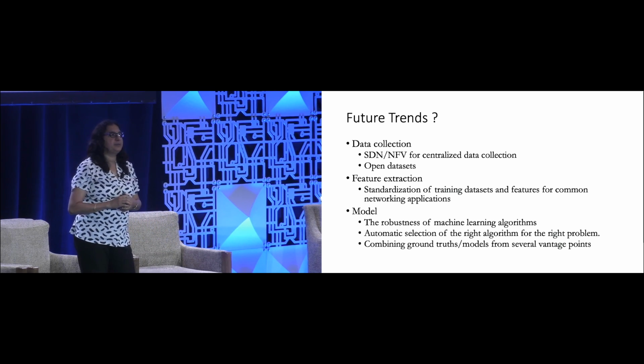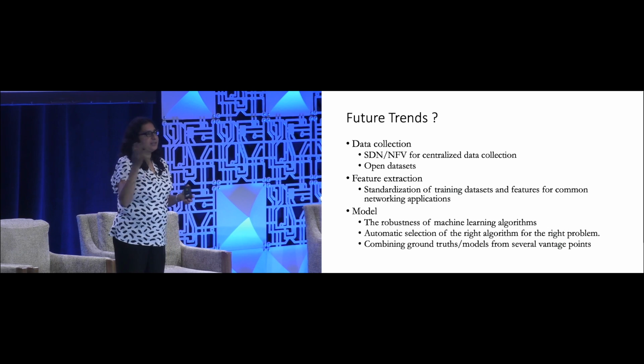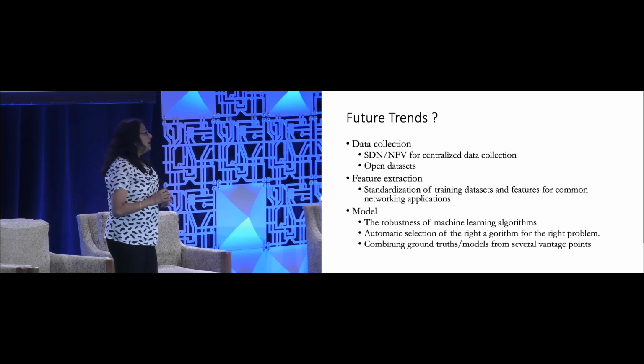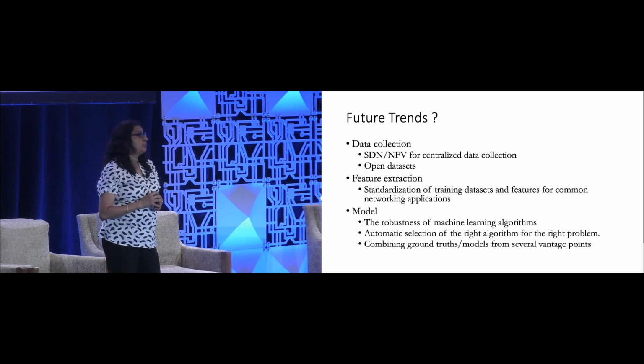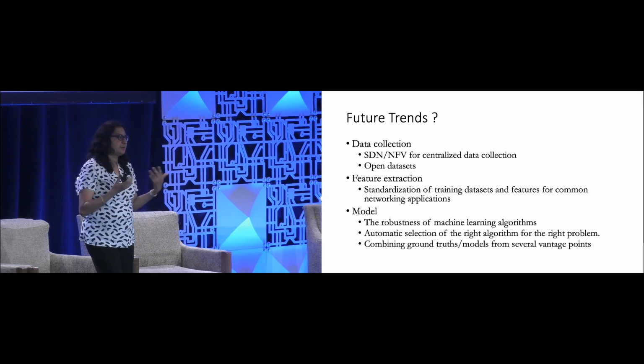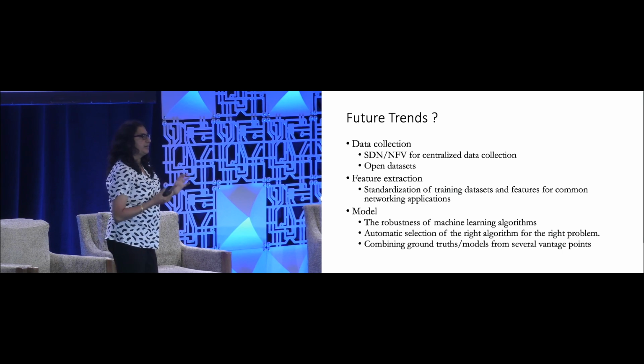It would be nice to have a more centralized data collection, especially data from different domains and different vantage points, instead of having to set up all these different data collection mechanisms. So hopefully SDN NFV might give us some path forward for that. It would be nice to have open data sets. I know that Qaeda has some, but it wasn't really that useful. We actually got data from customers, customer networks. It would be nice to have standardized open data sets for specific problems.